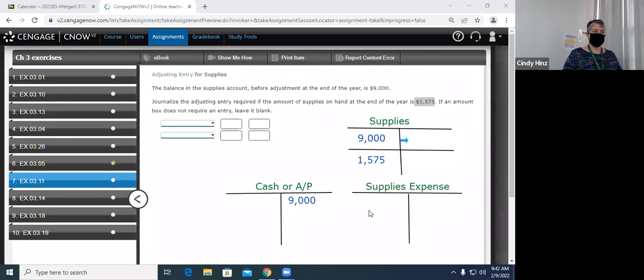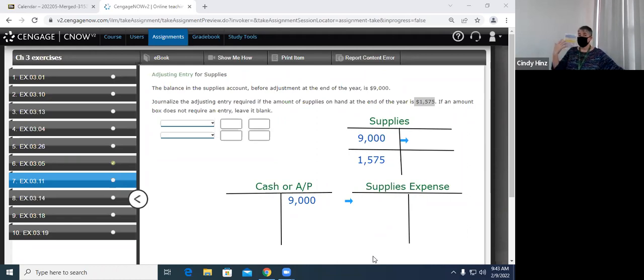What do we need to do here, where I just put the arrow, to make that account be $1,575 as we know it should be? And if we're going to credit that account, then we need to debit something else, and I'm suggesting that we're going to debit supplies expense.